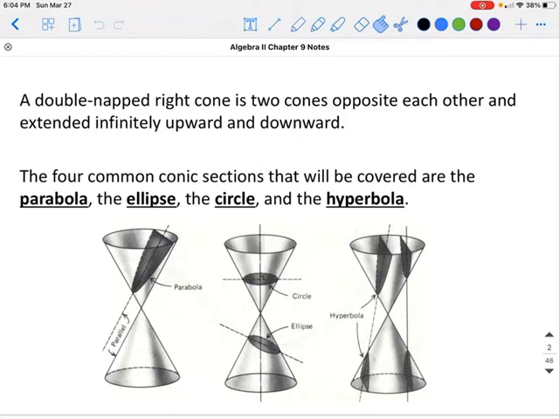The four common conic sections that will be covered in this chapter are parabolas, the ellipse, the circle, and the hyperbola. As you can see, you can get a parabola by taking a plane and slanting it and cutting through a double-naped cone where it only touches one of the cones. If you slant a plane and cut through the double-naped cones and it hits both of them, you will get a hyperbola. If you cut one directly across, you will get a circle, and slightly slanted, you will get an ellipse.